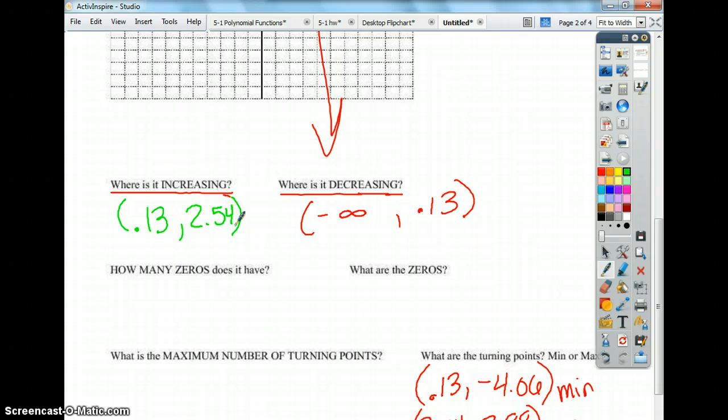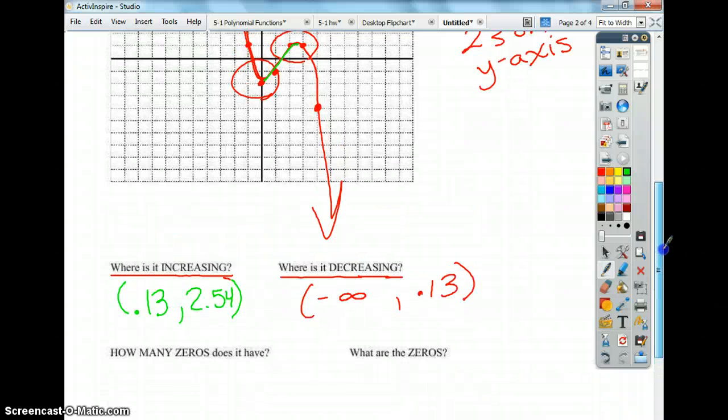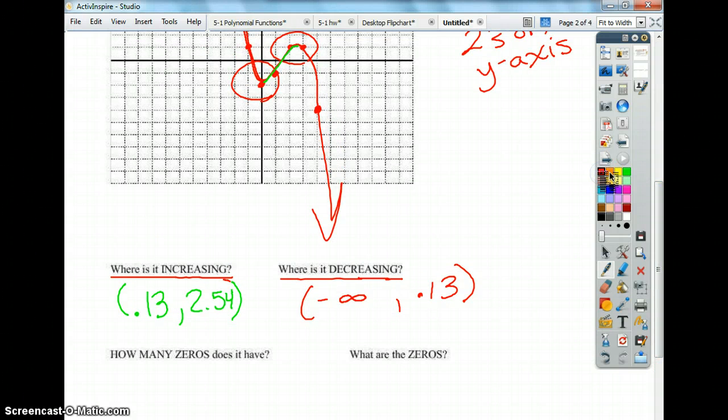Oh, and then it starts to do what after that? It starts to decrease again. There it is. So we got one more for decreasing. And it starts decreasing again at 2.54, and it continues forever. Positive infinity. That was fun. It's positive infinity because we're talking about the x-axis, left to right.